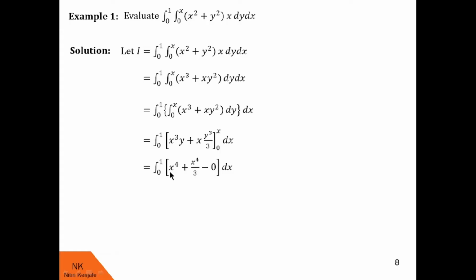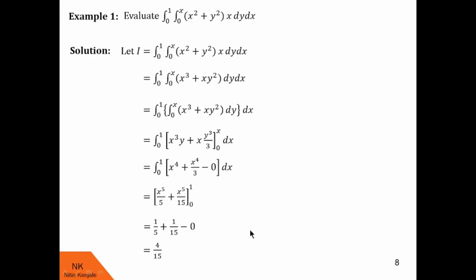So integral of x raised to 4 is x raised to 5 by 5, and integral of x raised to 4 by 3 is x raised to 5 by 3 into 5, that is 15, over the limit 0 to 1. Now let us substitute these limits in x. So we have 1 by 5 plus 1 by 15 minus 0. 1 by 5 plus 1 by 15 is 4 by 15. So 4 by 15 is the value of this double integral.